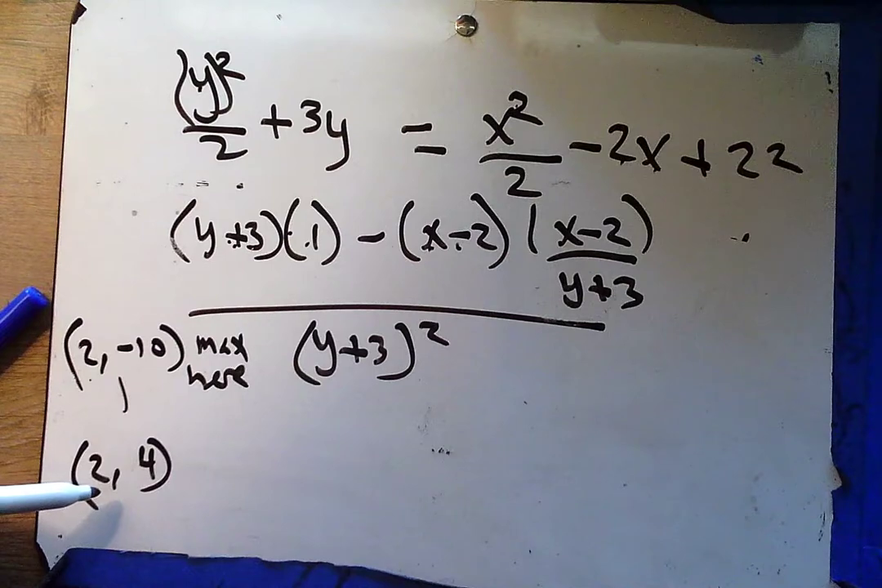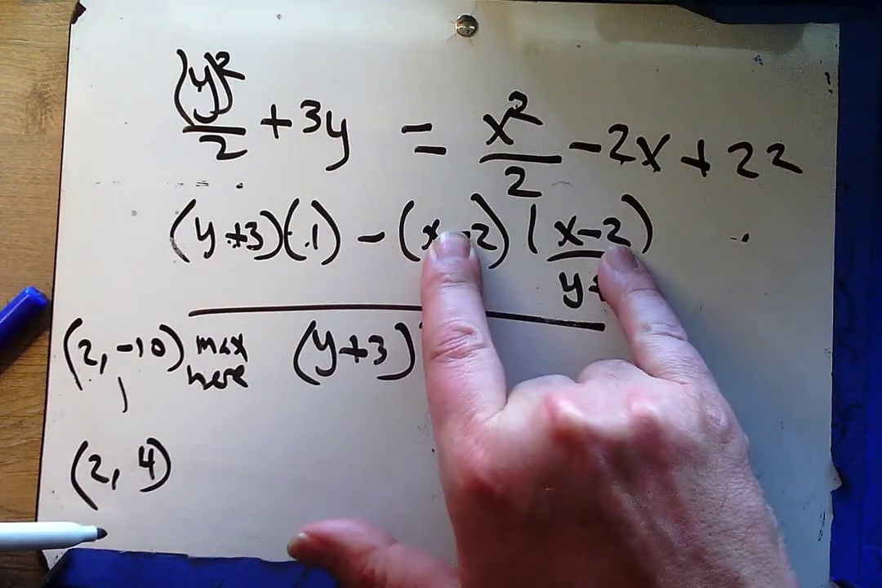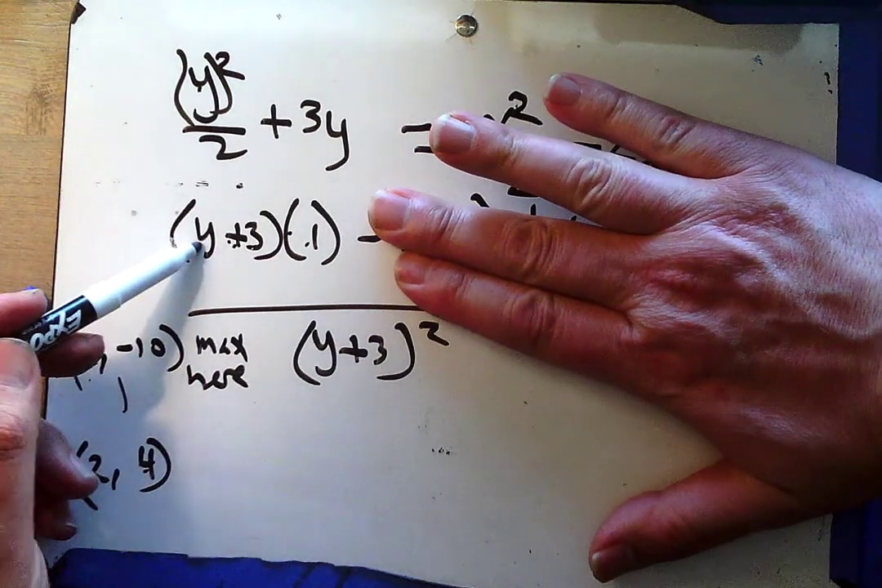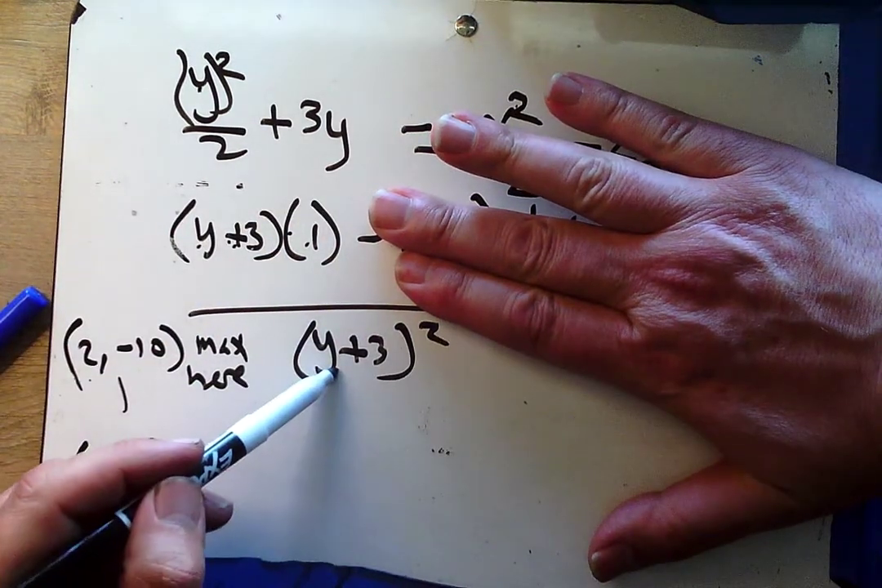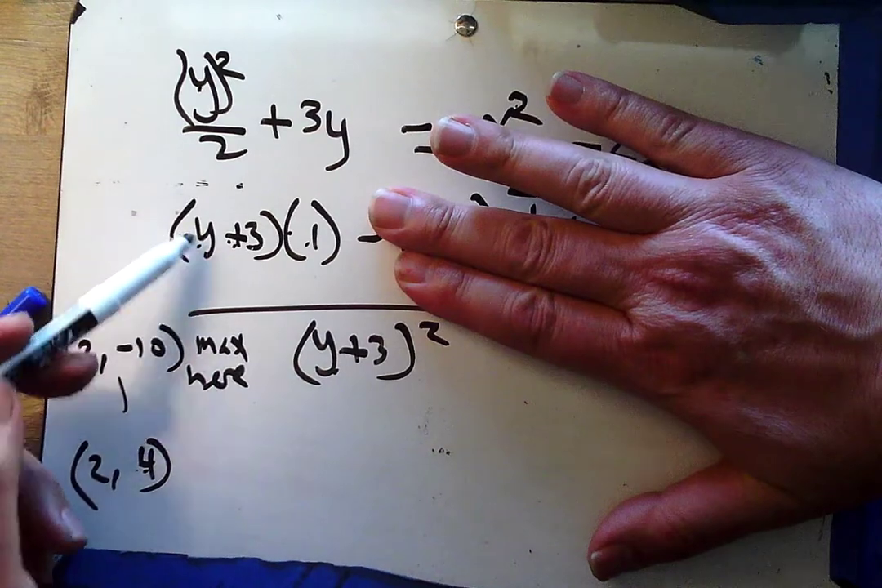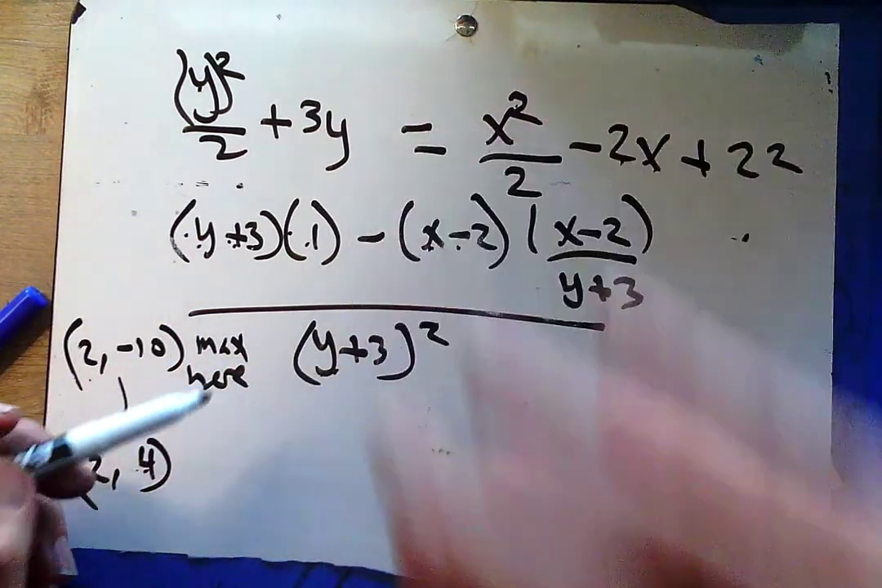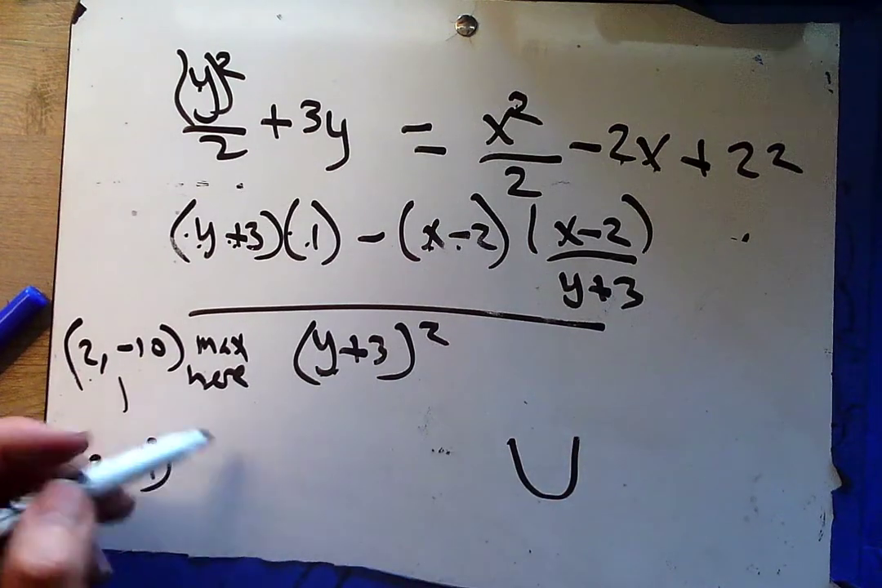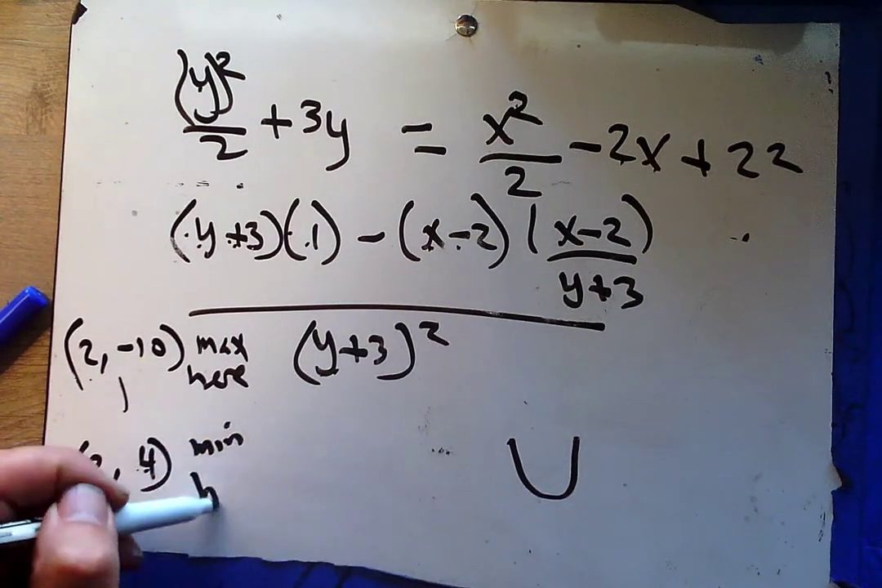Now, what if we plug in this? Well, these are still going to create zeros, so I don't have to worry about that. If I plug in a 4, I have 7 on top. I have positive 49 on the bottom. I have positive over positive is positive. Second derivative positive means the function is concave up, and so I have a min here.